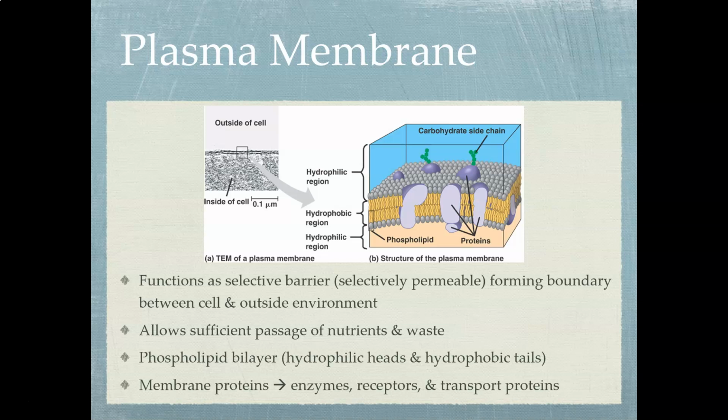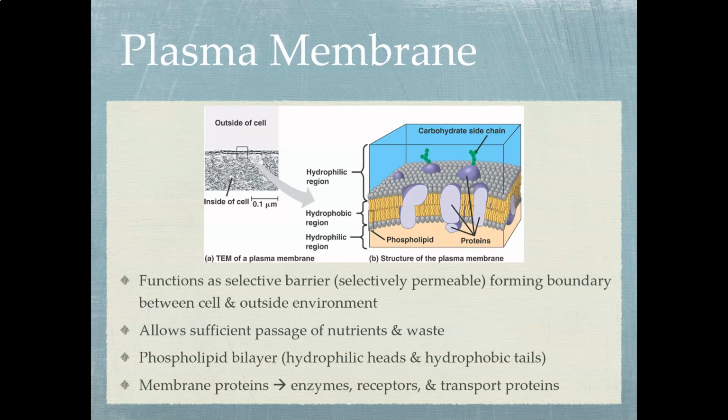When we get to chapter 7, we'll dive into this a little deeper. But remember, your plasma membrane functions as a selective barrier. We'll talk about it as being selectively permeable. It allows certain things in while keeping certain things out, and vice versa, and only certain things can pass across that membrane. So it forms a barrier between the cell's internal environment and its external environment.